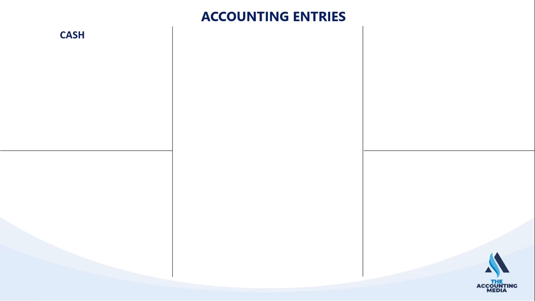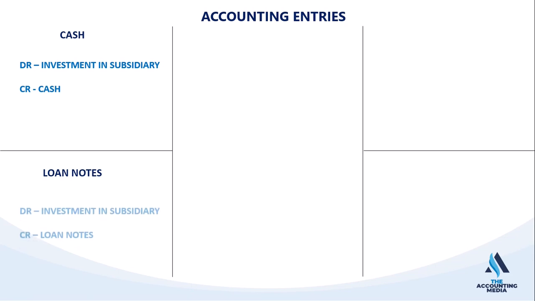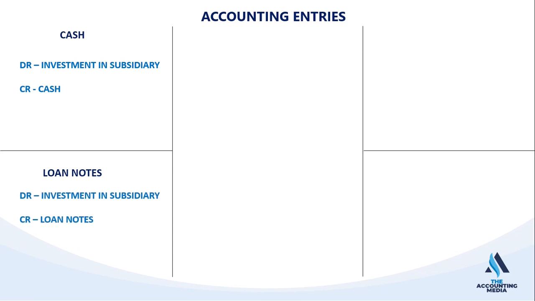Mostly in examination condition, cash will already be accounted for. But what about if the cash is not accounted for? What do I do? I get the amount, I debit my investment in subsidiary, and I credit my cash. What about loan notes? Same thing. Most times it will have been accounted for, but if not, what do I do? I debit my investment in subsidiary and I credit my loan notes.